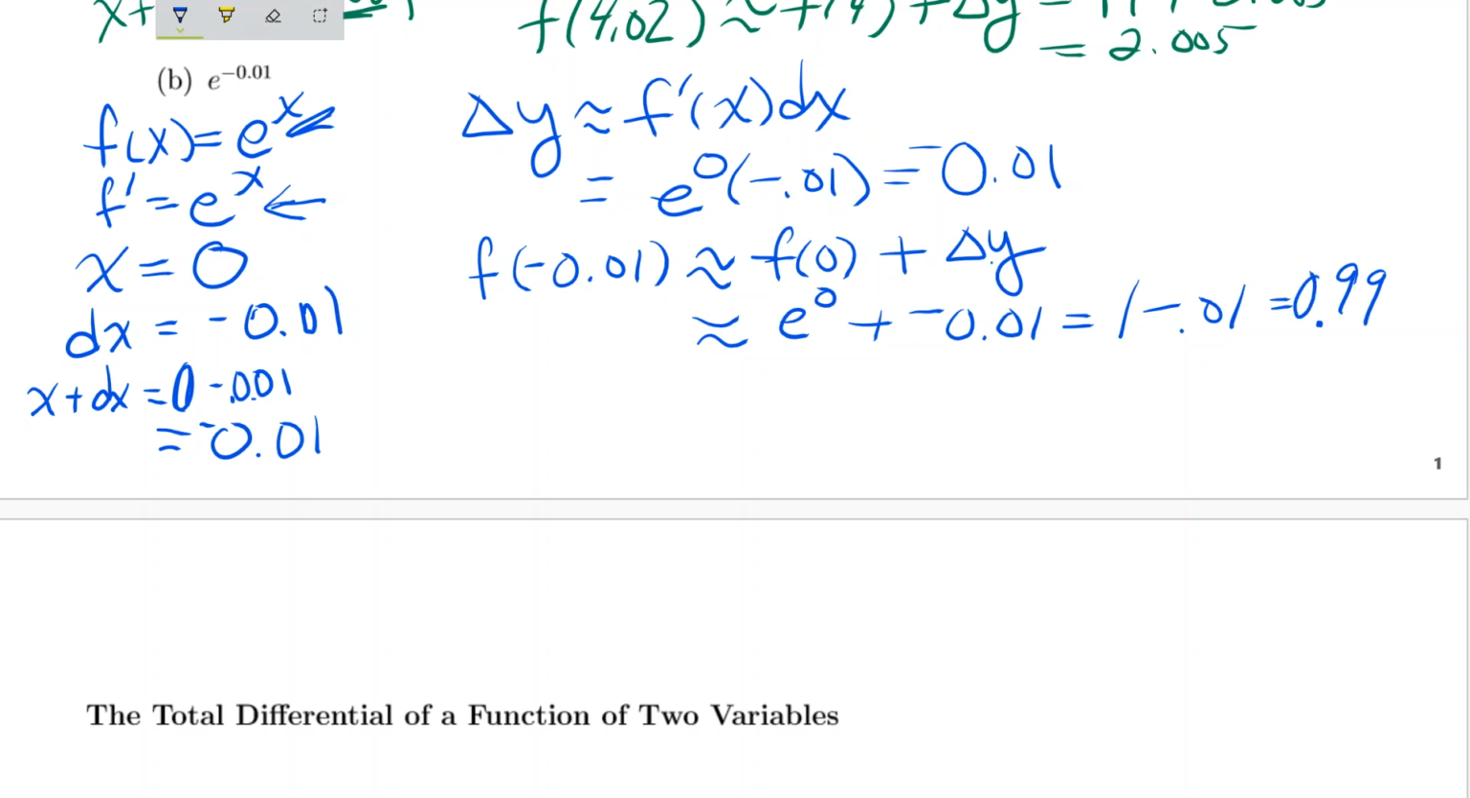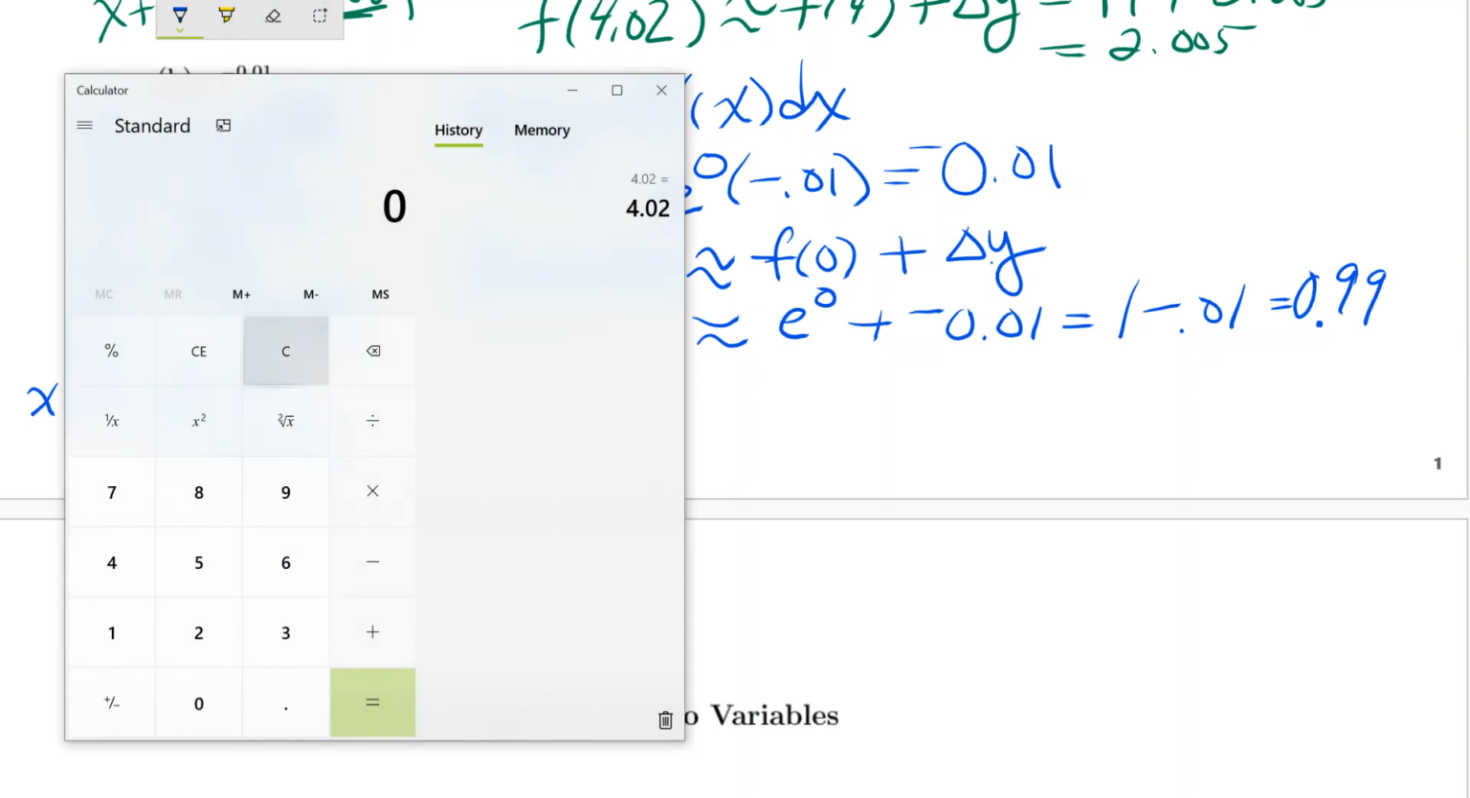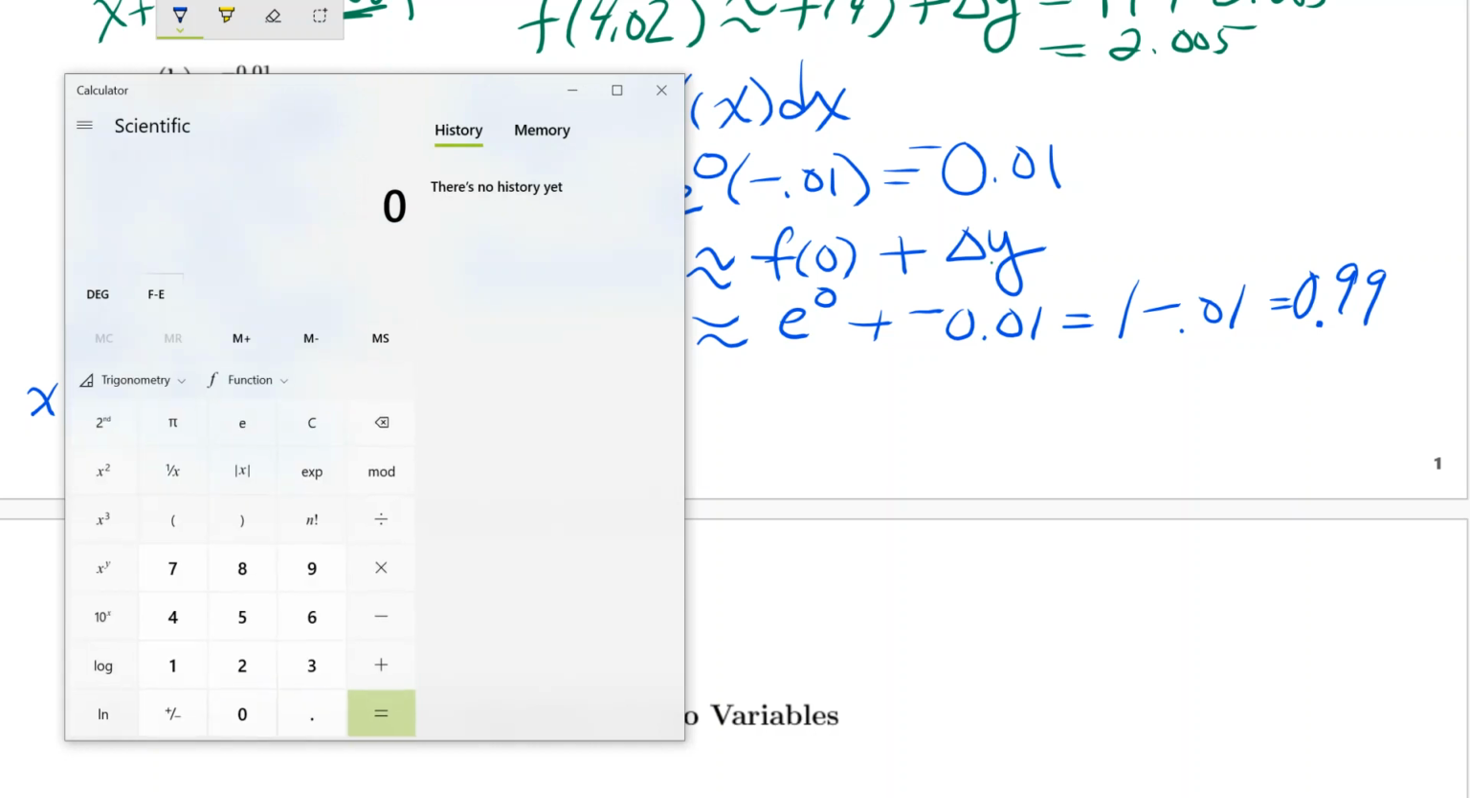Now, let's see how close that was. So I'm going to bring back up my calculator here. Clear. Oh, and it doesn't have an e on here, so I'm going to have to change my settings for a second. I need the scientific calculator, please. I want to do e.